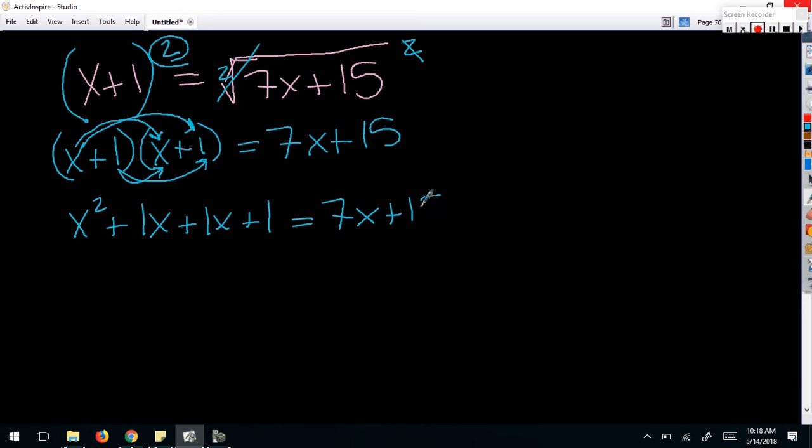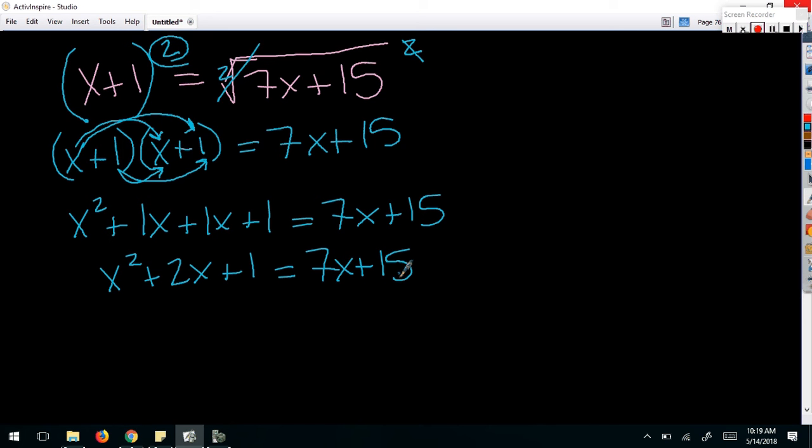So let's clean up the left a little bit, combine the like terms. X squared plus 2x plus 1. We just added those two 1x's in the middle. Now I have a problem. I have a quadratic.